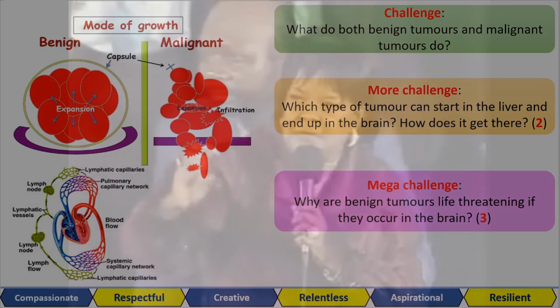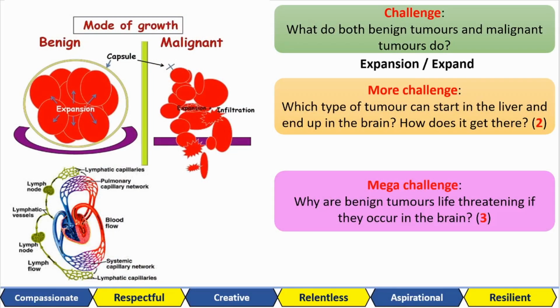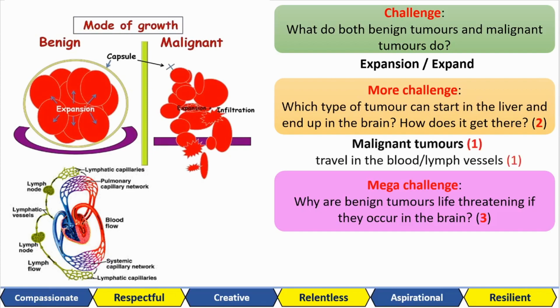Looking carefully, we can see that both types of tumors expand, they get bigger. The type of tumor that can start in one organ and end up in another will be the malignant tumor. We can see that they infiltrate as well as expand, and so they can travel around in the blood or in the lymph system.